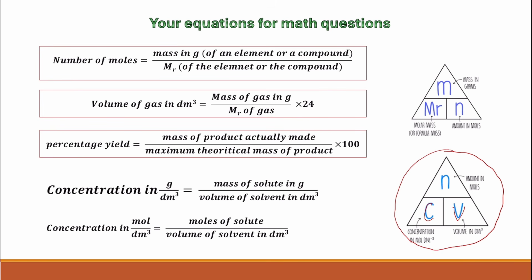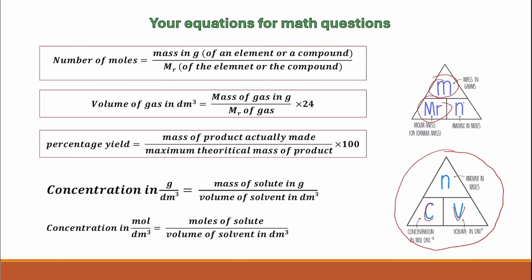Remember, when you calculate the concentration, or calculate the number of moles from concentration and volume, you have to use the volume in decimetre cubed. In the exam, they will always give you the volume in centimetre cubed. You have to convert it to decimetre cubed by dividing by 1,000. Remember that number of moles equals mass over Mr.